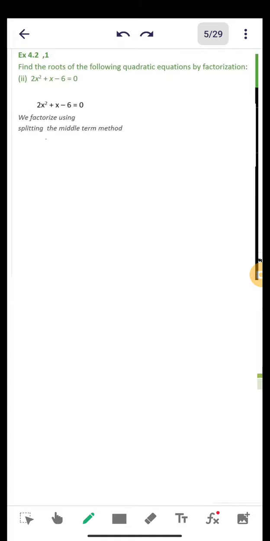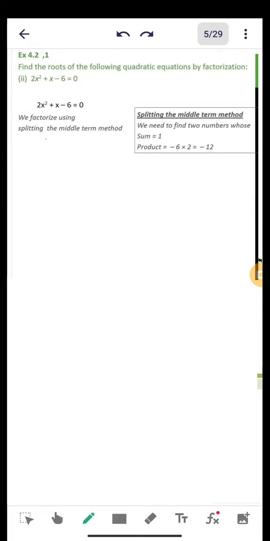So here the product of first and last term is 2 sixes are 12, so minus 12. The product of first and last term is minus 12, and the middle term is 1x. So we should find two numbers whose sum should be 1 and product should be minus 12. What could be the factors? Can it be 3 and 4? Because 3 and 4 give me 12. 4 threes are 12, and 4 minus 3 is 1.